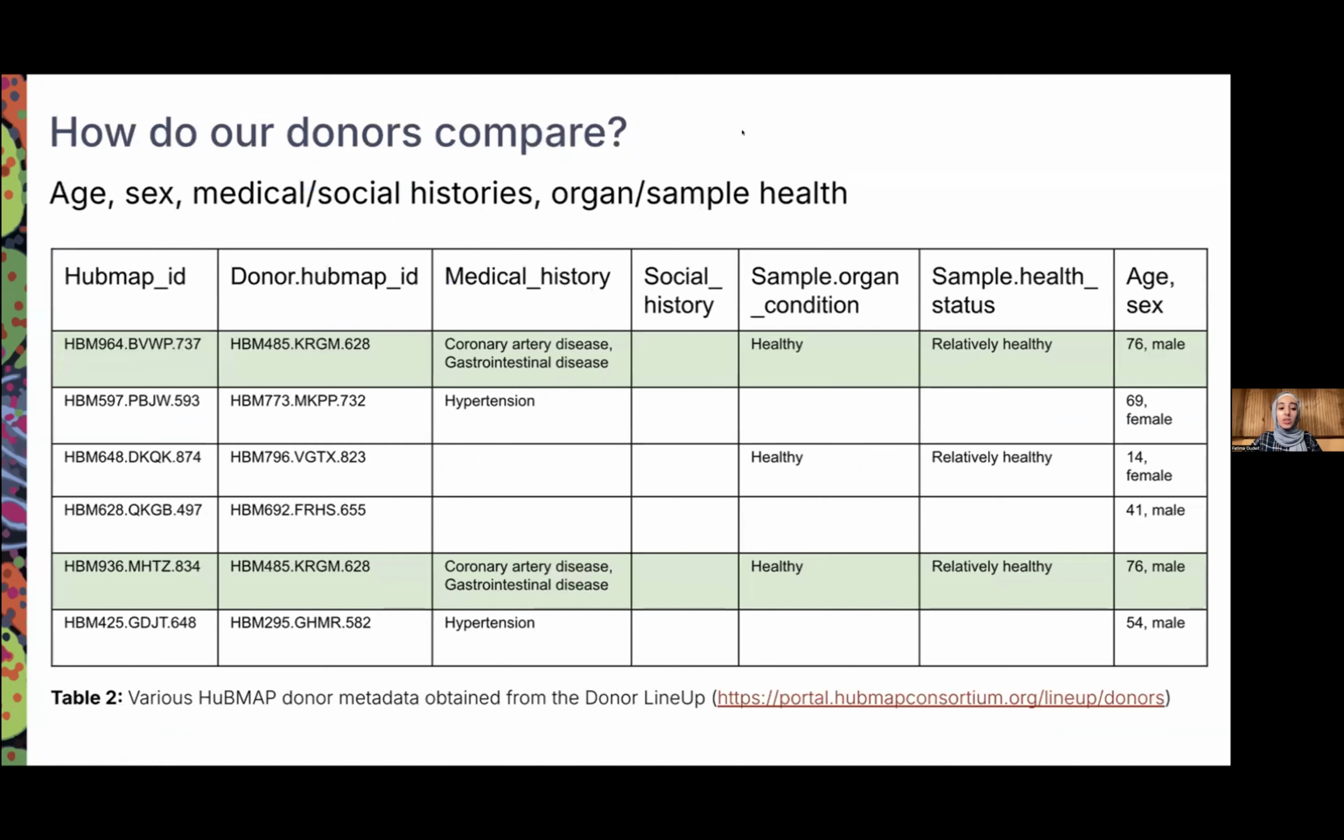So now let's compare our donors themselves. So this is just comparing our donor metadata. This is something important that we need to do to make sure we know the differences that are going on between their medical histories and their age, etc. This table itself, the information in this table was collected from the donor lineup in the data portal.